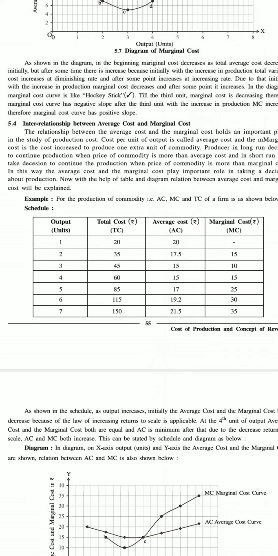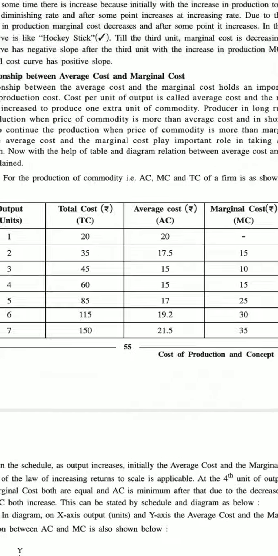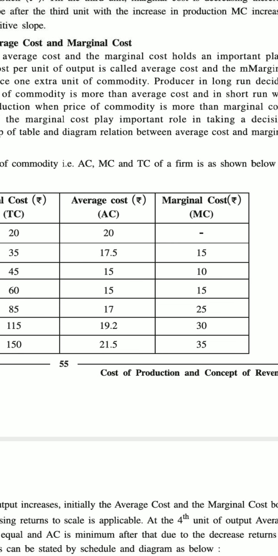And if you see the data table over here, it is basically 3 stages where we can see the interrelationship between the marginal cost and the average cost. Initially, we can see that the MC, that is the marginal cost, is less than the average cost. If you compare the figures 17.5 and 15, and 10, you can see that in both cases, the MC is less than the average cost.